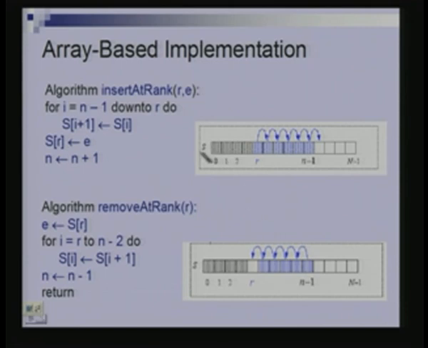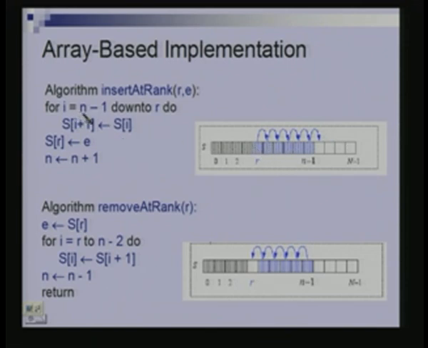What am I going to have? I am going to have this array in which I will have the element with rank 1, the element with rank 2, the element with rank 3, and so on. Now, if I have to insert an element at rank r, let us say my ranks begin from 0, rank 0, rank 1. What do I have to do? I have to put an element here, which means that I have to shift all these elements one step to the right, and then I put an element here.